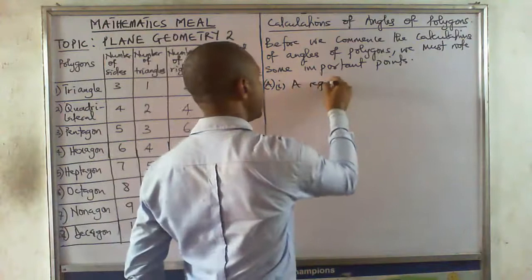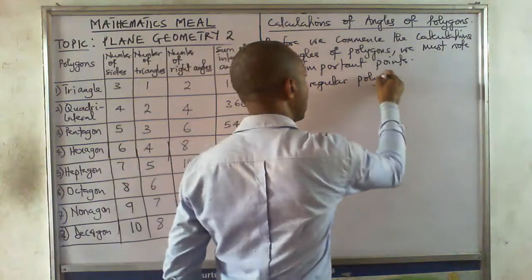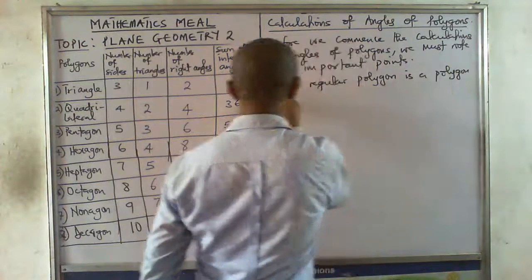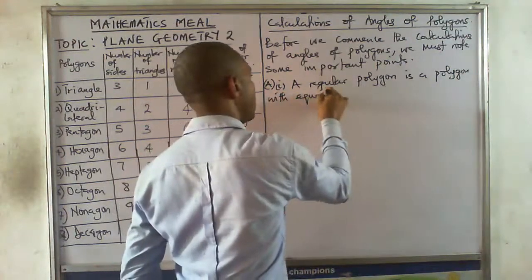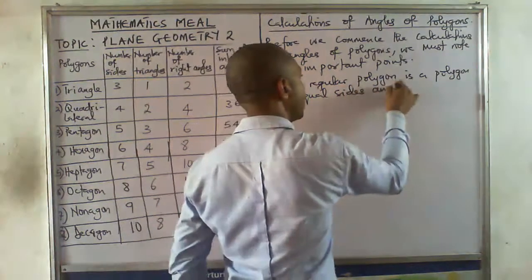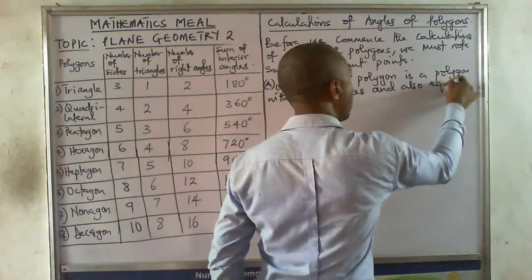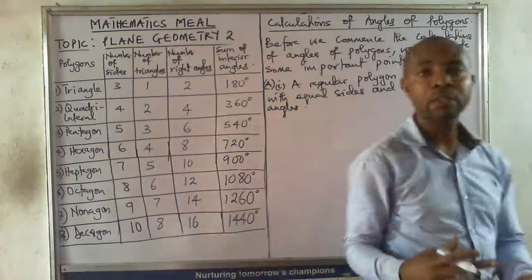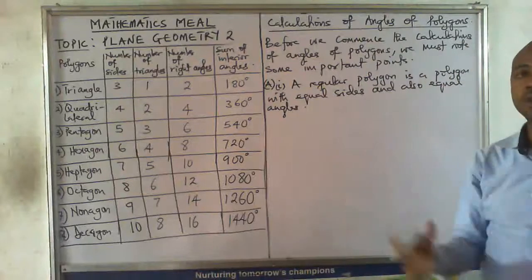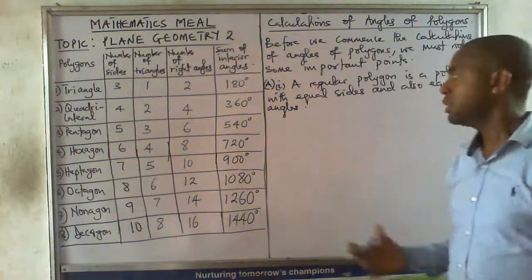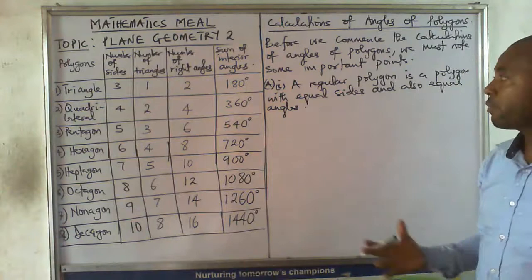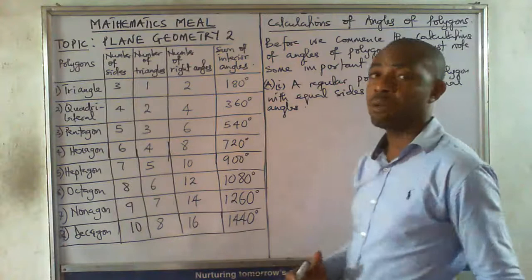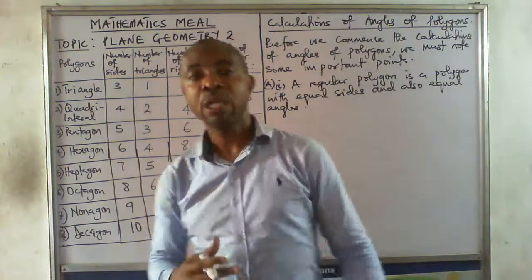A regular polygon is a polygon with equal sides and also equal angles. When all the sides of a polygon are equal and also all the angles of a polygon are equal, then that polygon is said to be what? A regular polygon. So in a regular polygon, the sides are equal and also the angles are what? Equal.